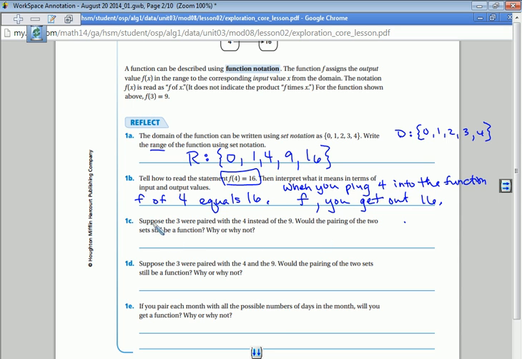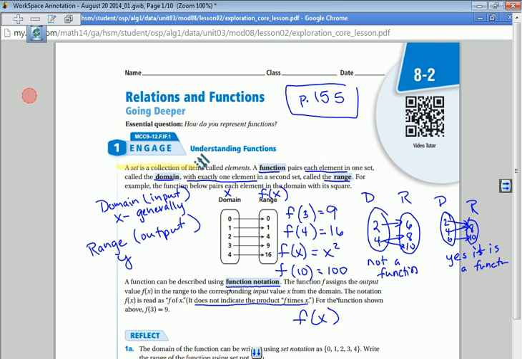Alright, now this says suppose 3 were paired with 4 instead of 9. So let's go back and look and see what that would give us. 3 with 4, so I'm going to change the color to blue here so we can see there's a difference, instead of 9. And I'm going to make this go away. Okay, so now we have 3 paired with 4 instead of 9. It's like Moby Whiteout.